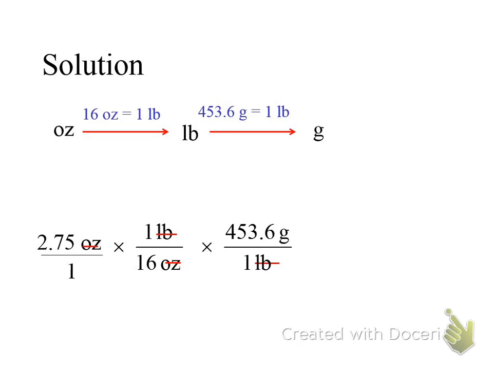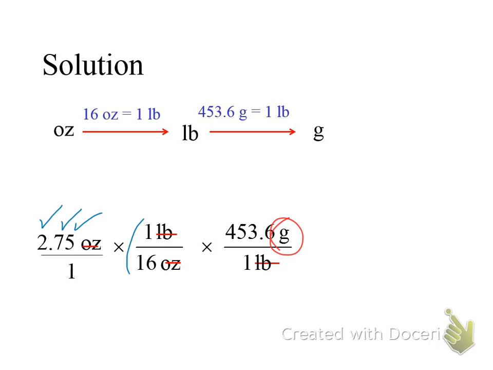So now, unit-wise, notice the ounces have canceled, the pounds have canceled, we're left with units of grams. And again, if the units work out how you have your problem set up, you are just perfect. So now, as far as rounding, we said that there's uncertainty in all measured quantities.